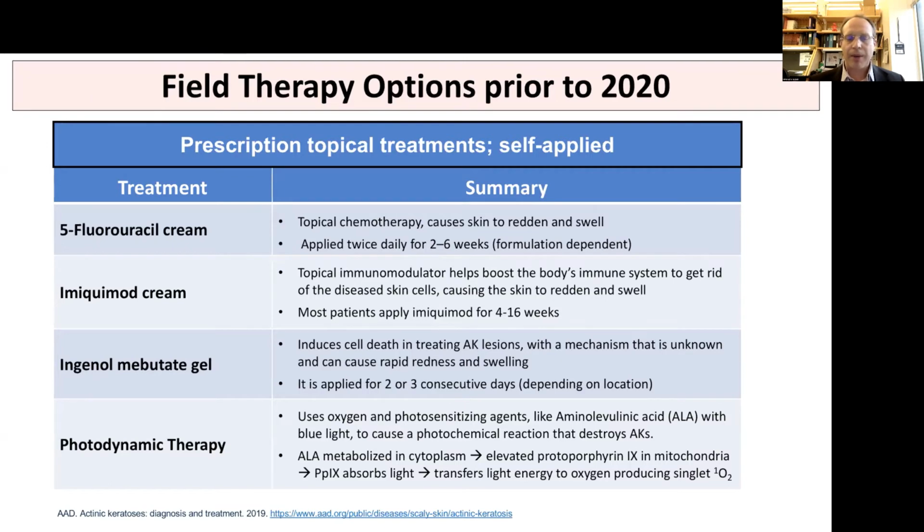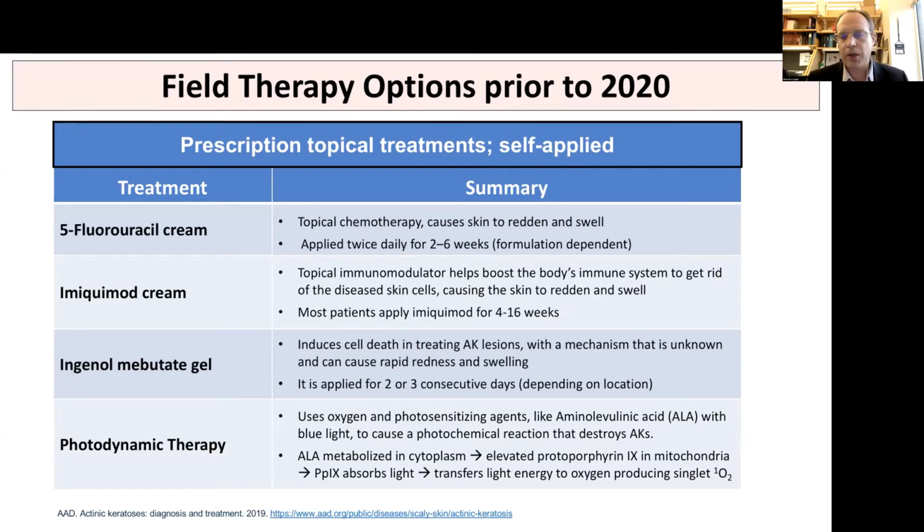Lastly, I'll talk about a procedural field therapy, photodynamic therapy. It uses oxygen and photosensitizing agents like aminolevulinic acid with blue light to cause a photochemical reaction that destroys actinic keratoses. ALA is metabolized in the cytoplasm, leading to elevated protoporphyrin 9 in mitochondria. And it's actually these protoporphyrin 9 molecules that absorb the light and then transfer that light energy to oxygen, producing singlet oxygen that causes damage within the cell.